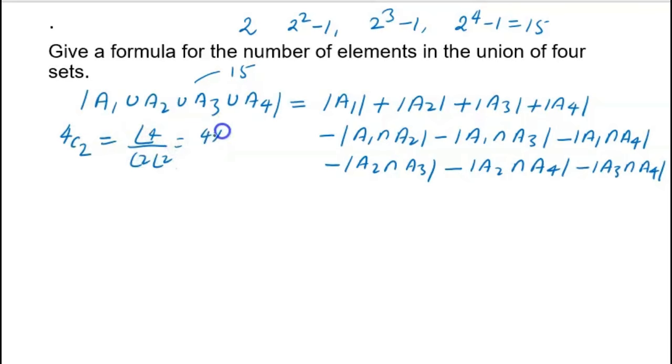So that is equal to 4 into 3 by 2. So actually 6 ways are there. Now plus minus, now I am going to take 3 of them at a time.